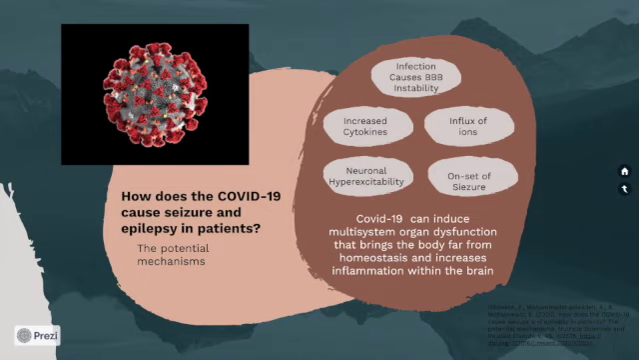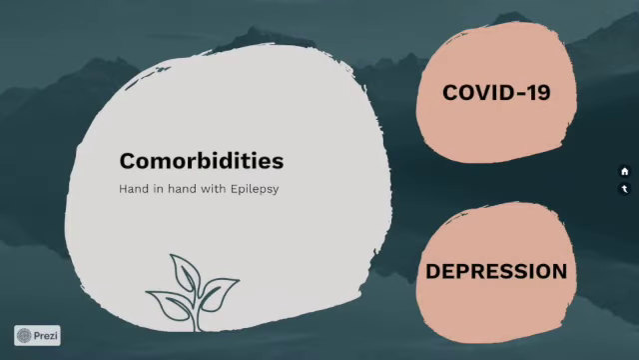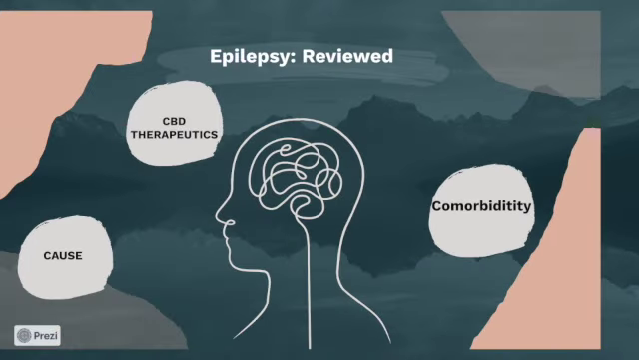This will then allow the brain to increase the number of cytokines present and causes inflammation. Inflammation will then cause an influx of ions, specifically potassium, that will incite neuronal hyperexcitability. This hyperexcitability will then onset seizures. COVID-19 can induce multi-system organ dysfunction that brings the body far from homeostasis and increases inflammation within the brain specifically.